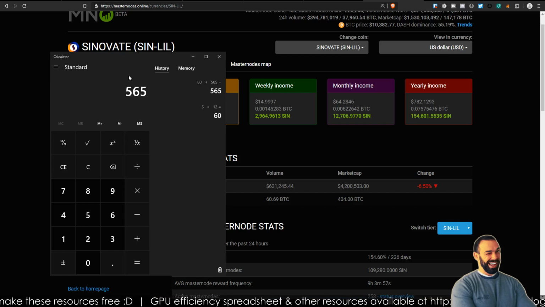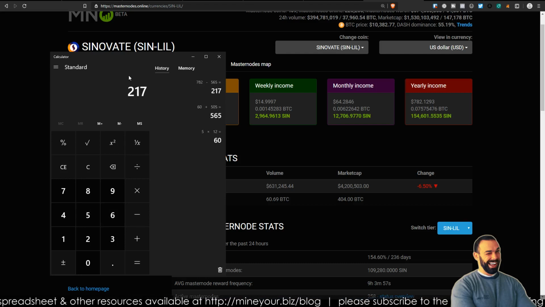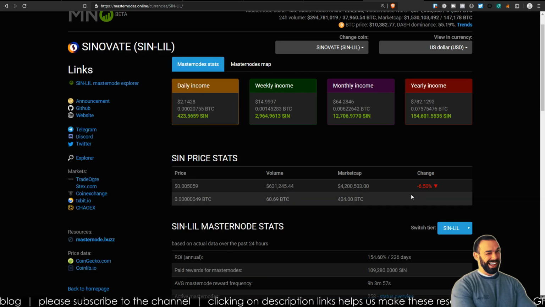$565. So let's subtract our total profit there over the course of a year from the CapEx and OpEx over the course of a year. You're looking at a net profit over the first year of about $200. Not terrible, right? And of course, if you mine that collateral, it's even better. So not looking too bad there, not too shabby at all.